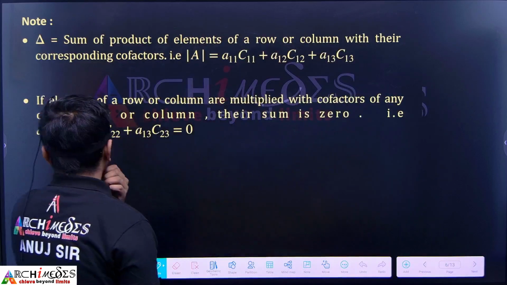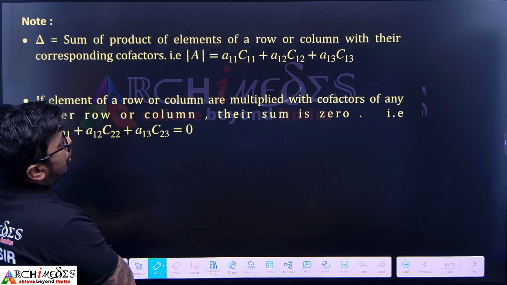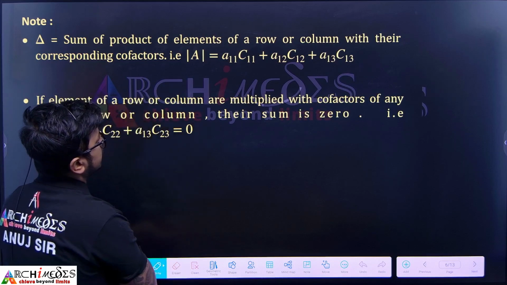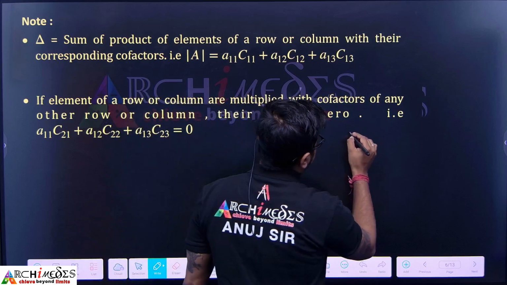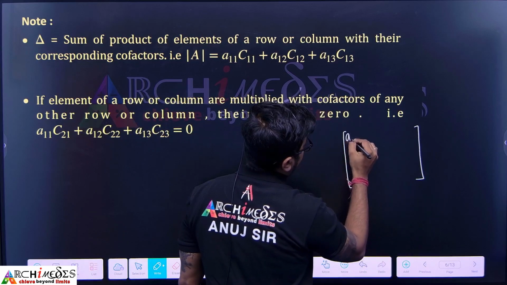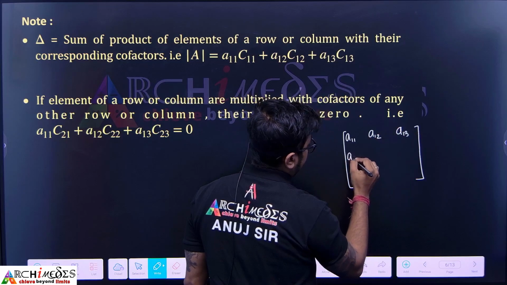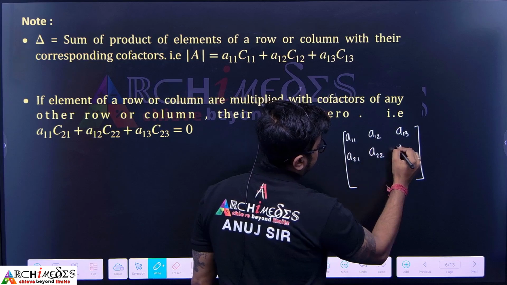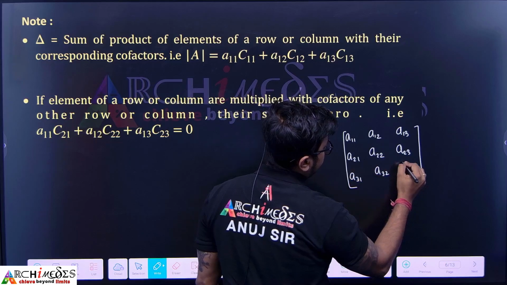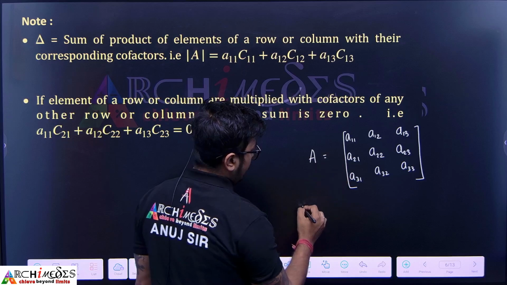Here, a very important note. Now listen carefully, okay? The sum of the products of the elements of a row or a column with their corresponding cofactors is actually the determinant. As we know, listen carefully, okay? So if I write a 3 by 3 matrix, everyone listen carefully, okay? A11, A12, A13, A21, A22, A23, A31, A32, and A33. You know how we'll find the determinant? Suppose this is A. How will we find the determinant?